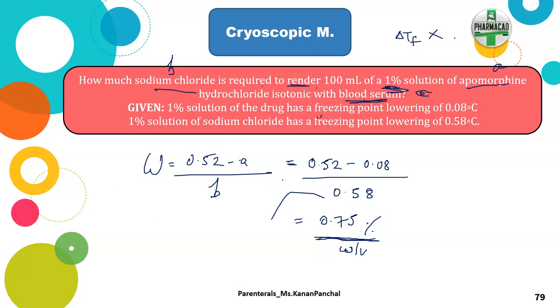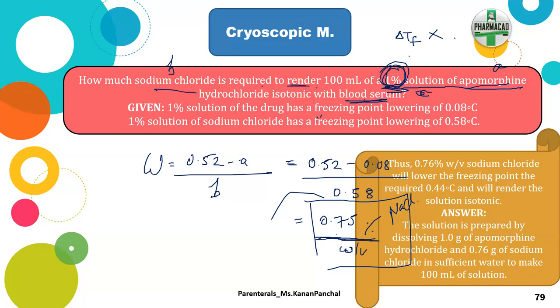Ma'am, 0.75% by weight volume, which is 0.75 gram per 100 ml of NaCl is required to make apomorphine HCl solution isotonic with plasma, to make 1% solution of apomorphine. Okay. 1% solution of apomorphine ke liye itna chahiye. So don't forget mentioning 1% also. Yes, ma'am. All right.